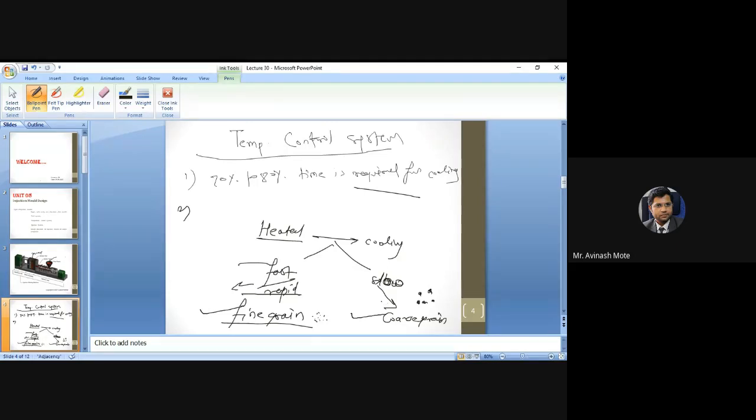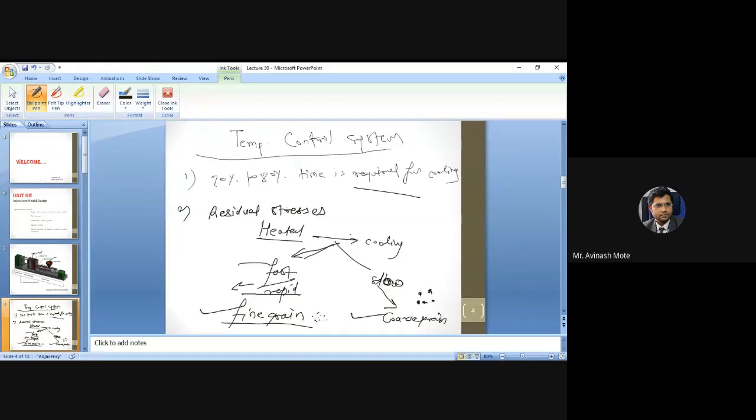That decides the quality of the component. Another thing: if you cool it very fast, with rapid cooling, there is a possibility of residual stresses.